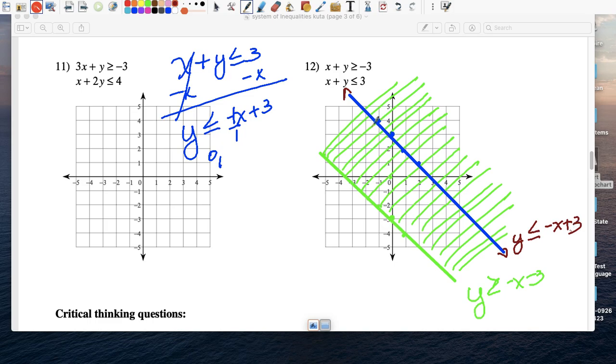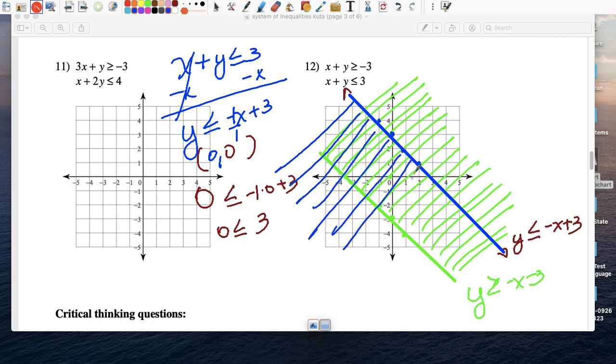Right, so now take the point 0, 0. Let me pick the point 0, 0. See if that's true. I get 0 less or equal to negative 1 times 0 plus 3. 0 is less or equal to 3. That is true, by the way. Oh my god, that's where my mistake was. 0 is less or equal to 3, that's true. So in this case, because 0, 0 worked, I want to shade this way.